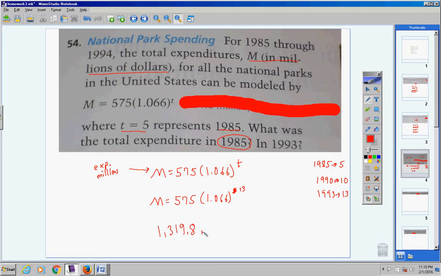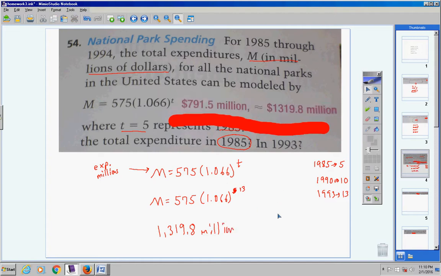$1,319.8 million. Alright, if you'll look here, both answers are correct, okay?